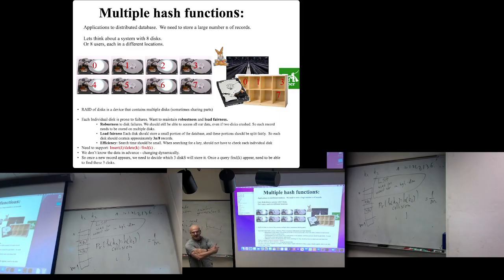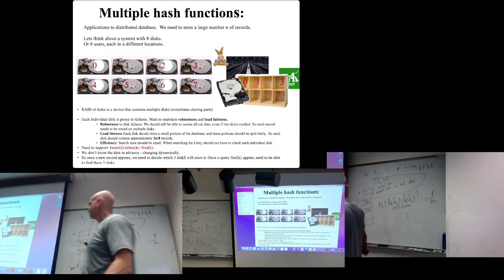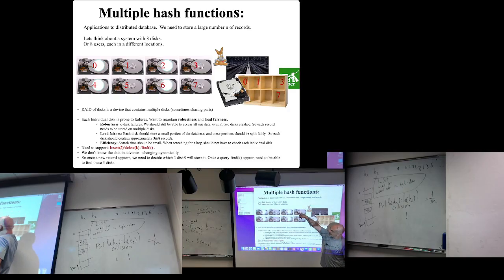If I always pick the same 3 users or the same 3 hard drives, then the other hard drives are not utilized at all. I don't store anything on them. So in this example, I want every item of data to be stored on 3 of the 8 hard drives. But which 3 should it be?